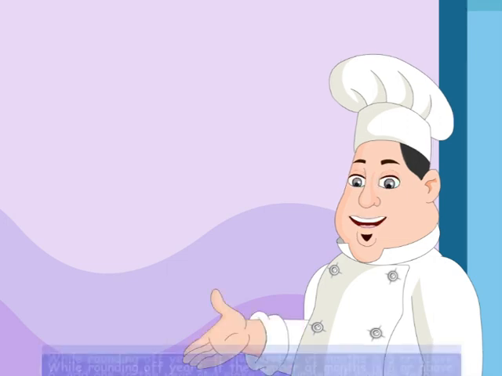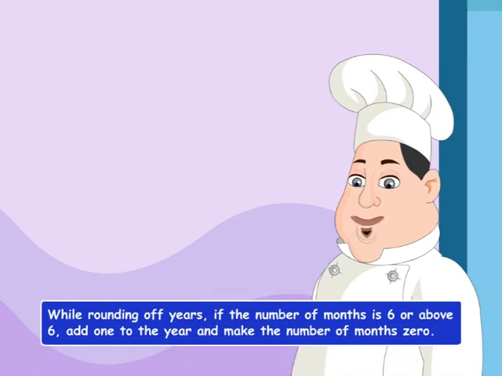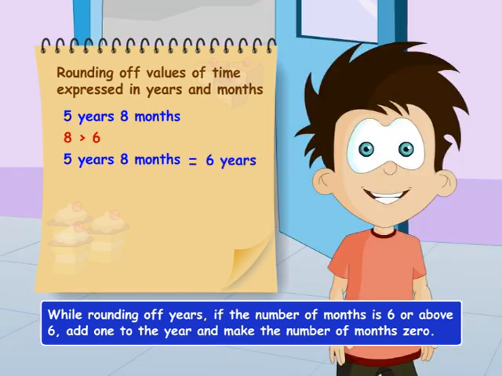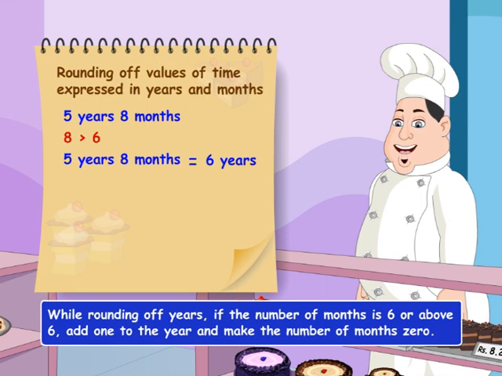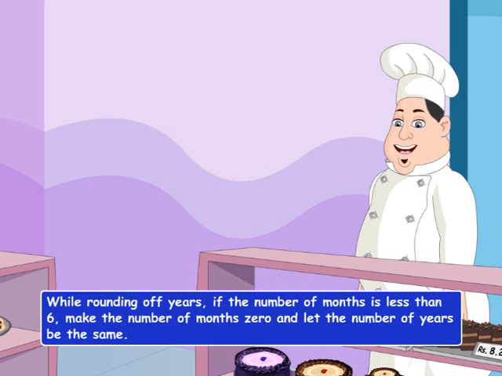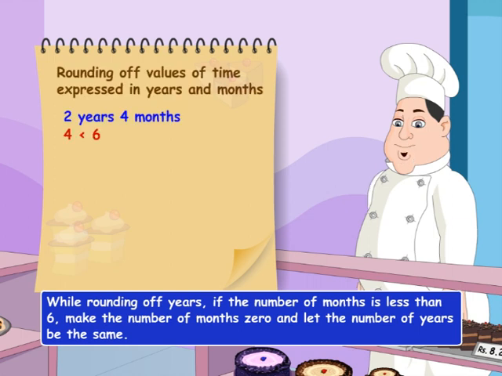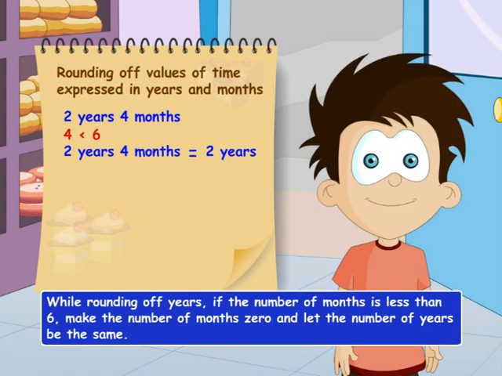Correct. While rounding off years, if the number of months is 6 or above 6, then you add 1 to the year. So, 5 years and 8 months can be rounded off to 6 years. Exactly. If the number of months is less than 6, make the number of months 0 and let the number of years be the same. Try this. 2 years and 4 months is 2 years?